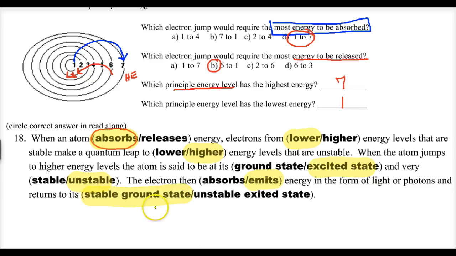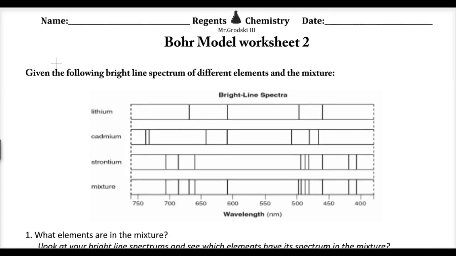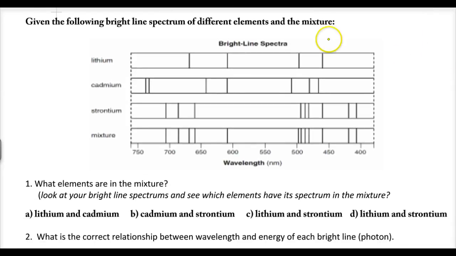Okay, let's go on to the next worksheet. In this worksheet we have bright line spectra. Now, of course, we don't have colors, we just have lines, but these represent some color line. This thing right here is wavelength, the size of the wave, and these are the numbers of how long these waves are.